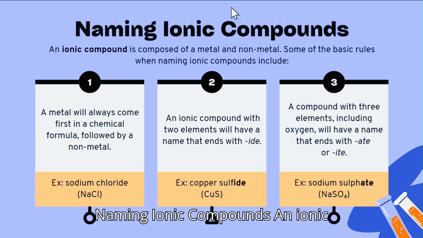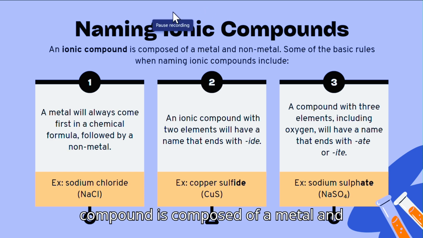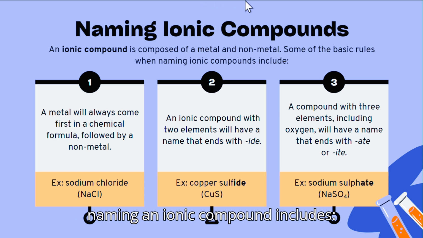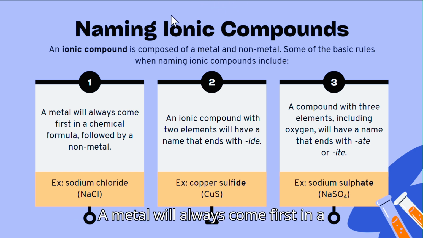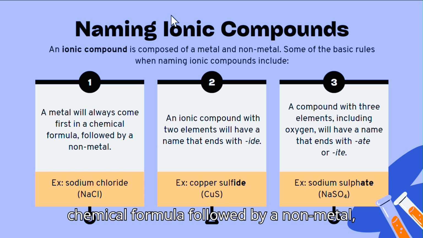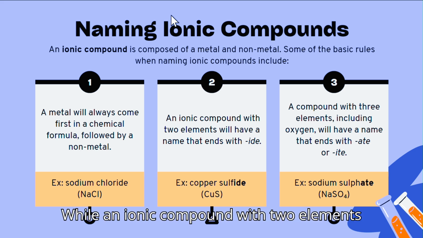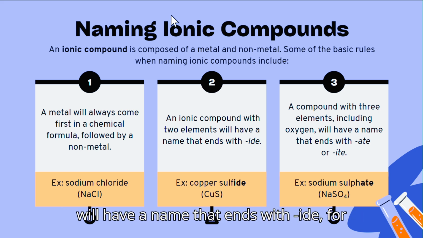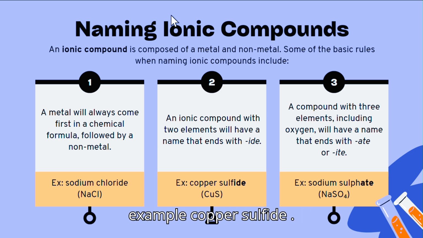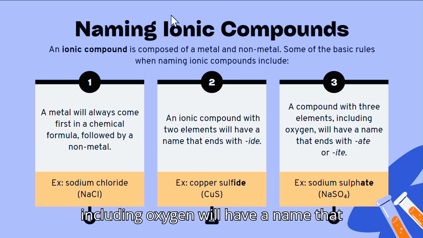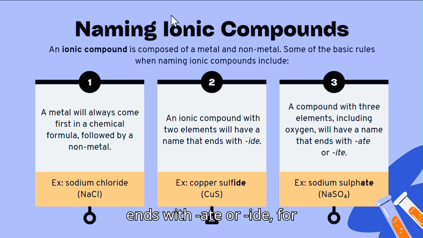Naming ionic compounds. An ionic compound is composed of a metal and a nonmetal. Some of the basic rules when naming an ionic compound include: a metal will always come first in a chemical formula, followed by a nonmetal. For example, sodium chloride NaCl. Second, an ionic compound with two elements will have a name that ends with "ide", for example, copper sulfide CuS. Thirdly, a compound with three elements, including oxygen, will have a name that ends with "ate" or "ide". For example, sodium sulfate Na2SO4.